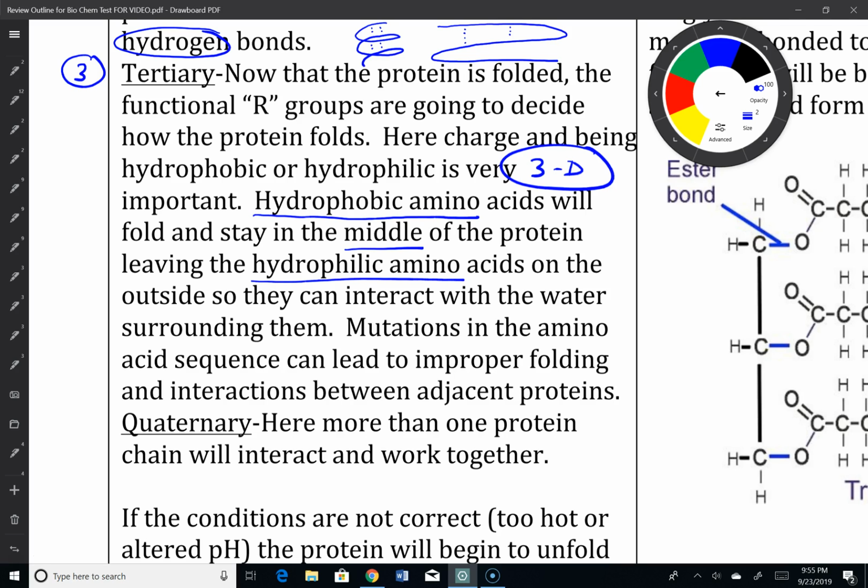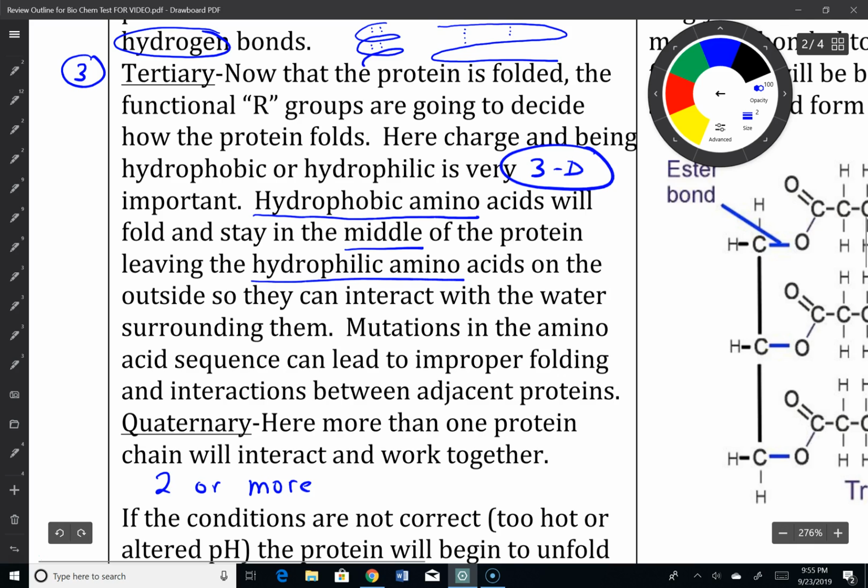In that case, switching out amino acids with different R groups could cause different folding patterns. And we know that the shape determines the function. So if they're not shaped correctly because of the correct order of amino acids, the protein may not function. Quaternary structure here will be more than one protein chain, aka 2 or more.